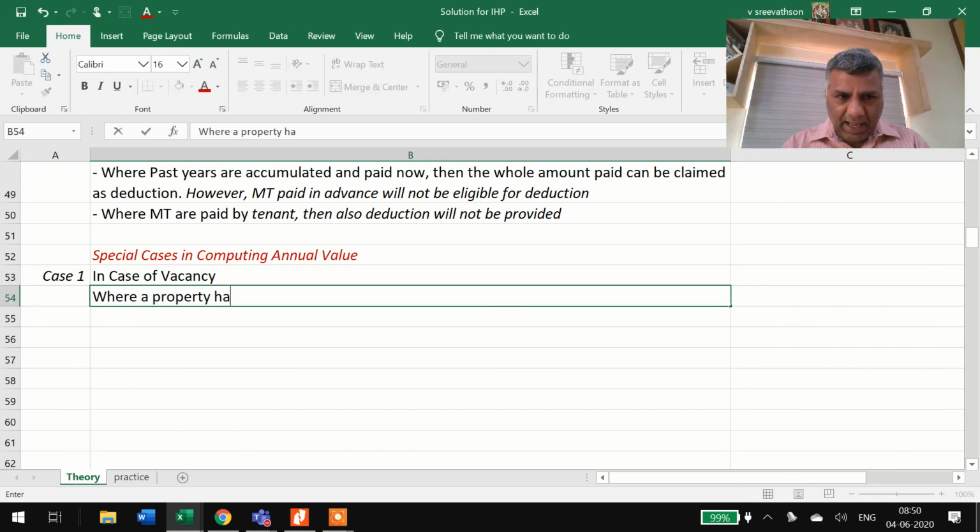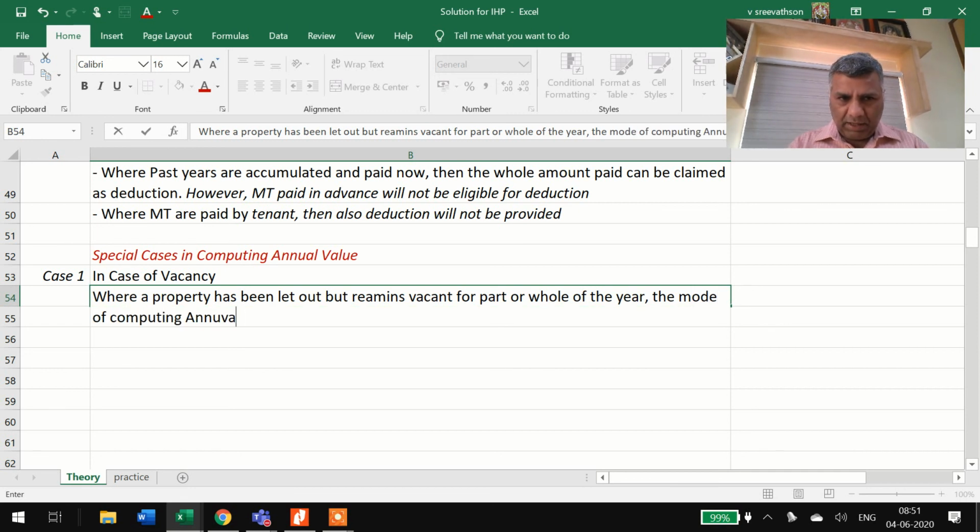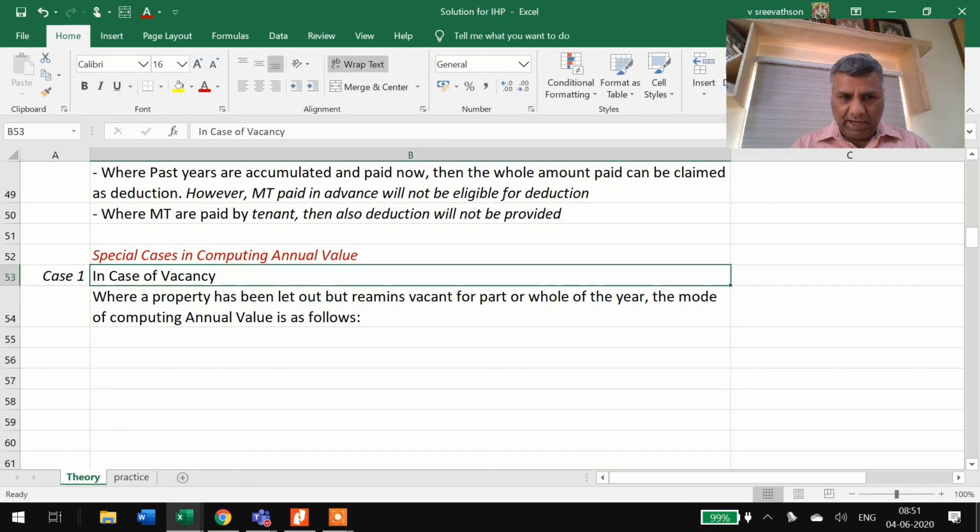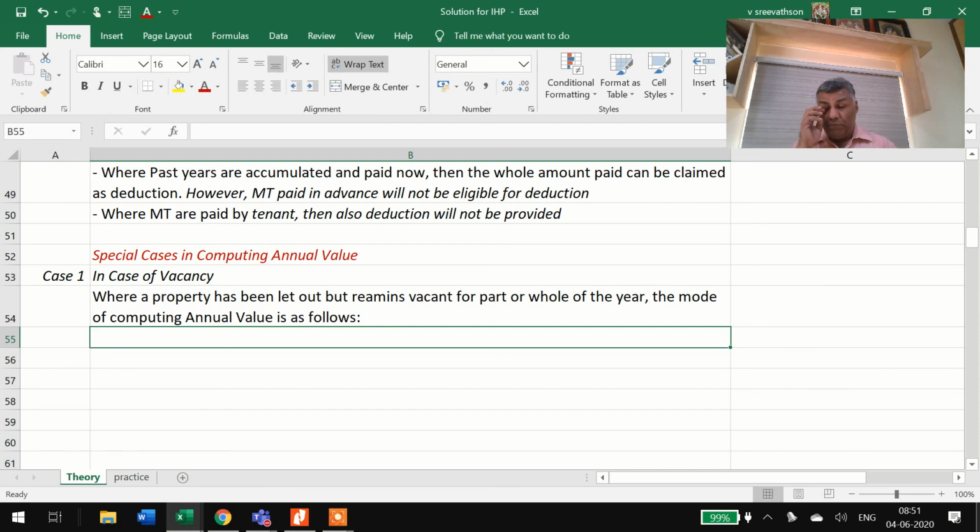Where a property has been let out but remains vacant for part or whole of the year, the mode of computing the annual value is as follows. My dear friends, MV, FRV, SR, AR, and we know the computation technique, it holds good.